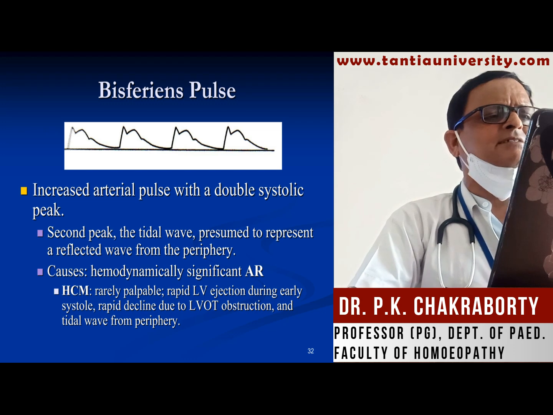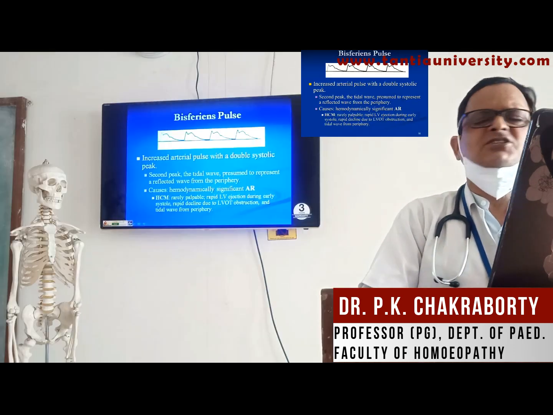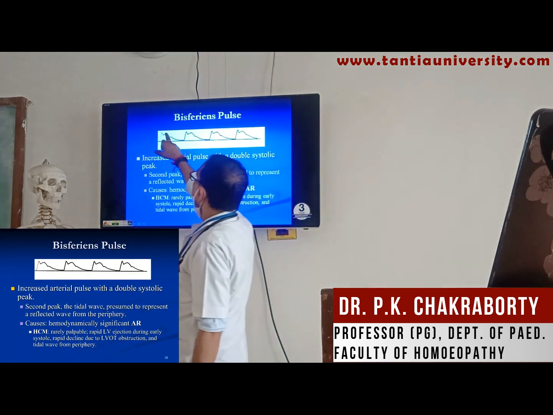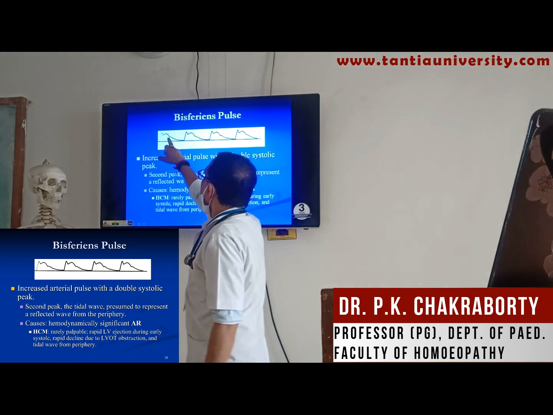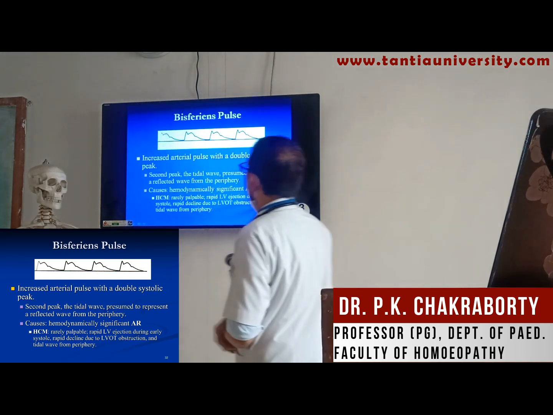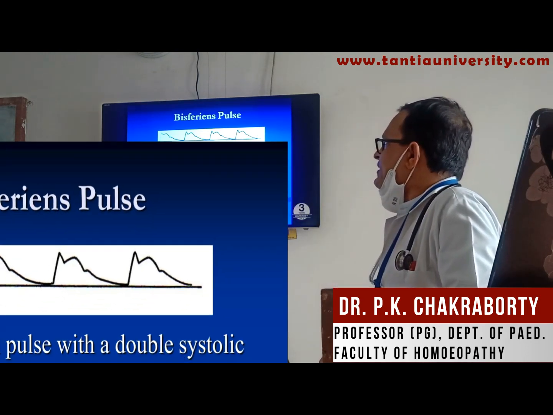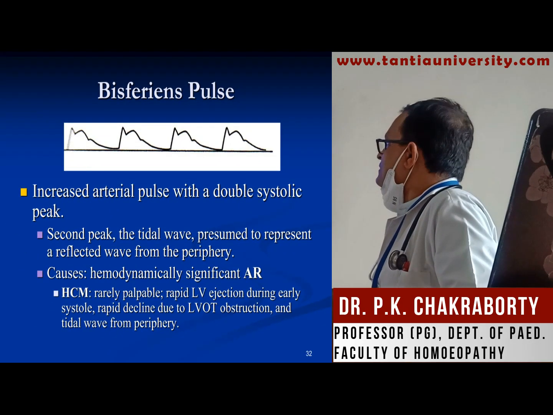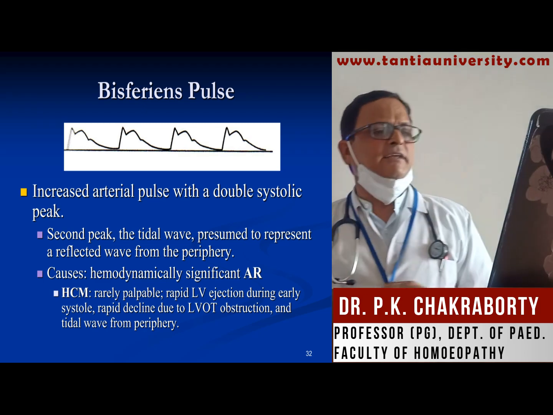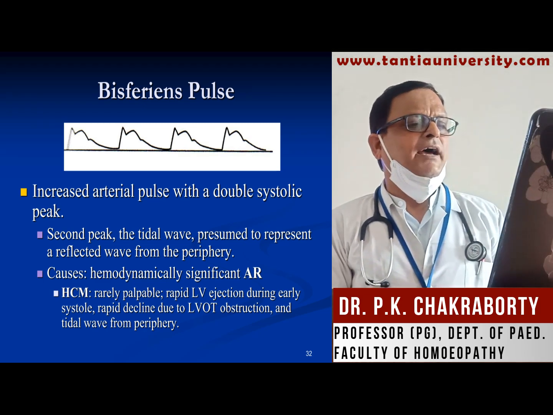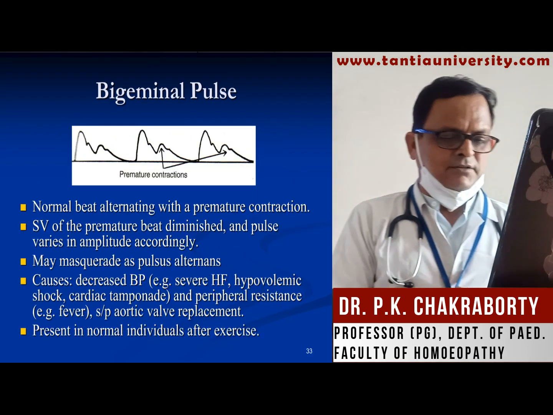Bisferiens pulse, instead of a normal arterial pulse, has a double systolic peak, a second peak we are getting. You can see here, a second peak is coming up. Here one peak was there, but a second peak is coming up. This is the dicrotic notch, and before that another peak has come up. This represents a reflected wave from the periphery, and it may provoke rapid LV ejection, left ventricular ejection during early systole, and rapid decline due to left ventricular outlet tract obstruction.